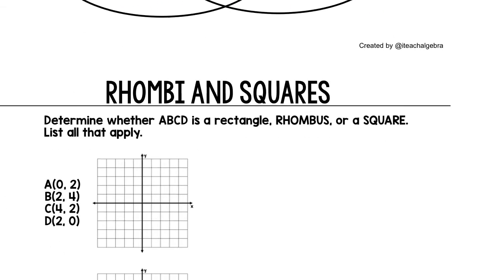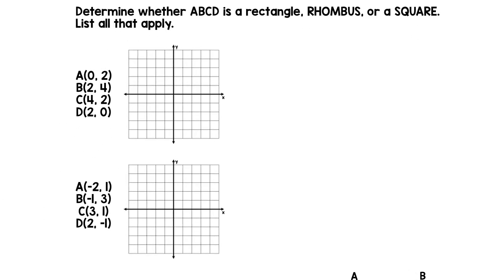Let's flip your paper over and see what we know algebraically about rhombi and squares. Determine whether ABCD is a parallelogram, a rhombus, a rectangle, or a square; list all that apply. Let's draw our figure. (0, 2) is point A. (2, 4) is point B. Point C is at (4, 2). And D is at (2, 0).